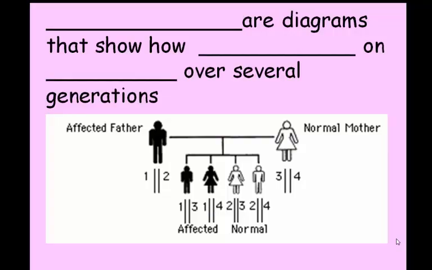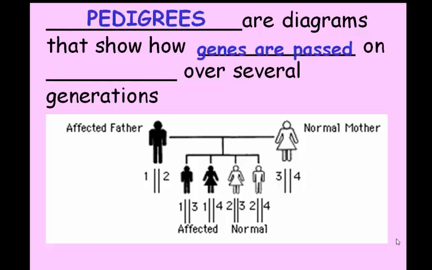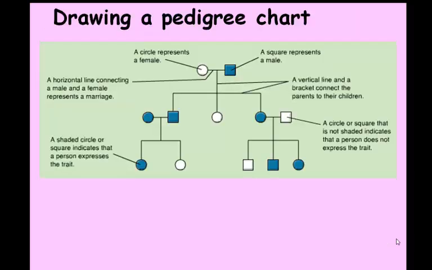Last but not least, we're going to talk about pedigrees. Pedigrees are diagrams that show how genes are passed on over several generations. In a pedigree, you're going to see different things, and you should know how to draw a pedigree chart. We're also going to practice. Women are designated with a circle, men are designated with a square. Then if there's a marriage between those two individuals, you draw a horizontal line between the male and the female. Then we have lines that branch off those horizontal lines. The brackets mean that those individuals had children.